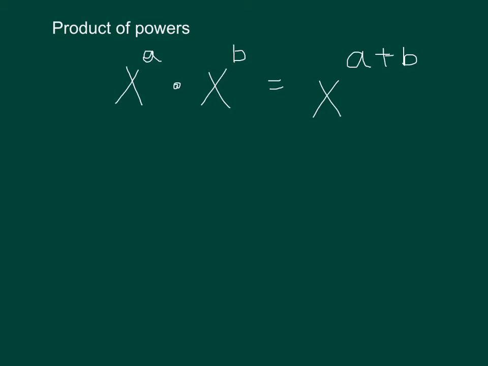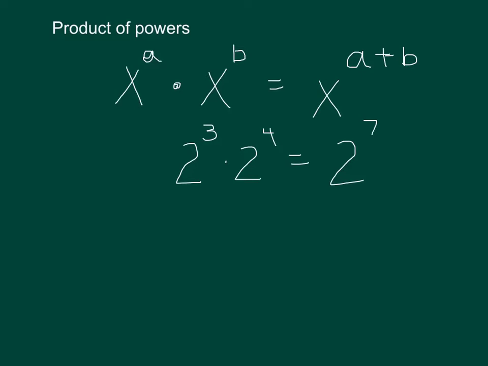So an example of that would be something like 2 to the third power times 2 to the fourth power. The 2 stays the same, the base remains constant. 3 plus 4 is 7, so it would be 2 to the 7th power.